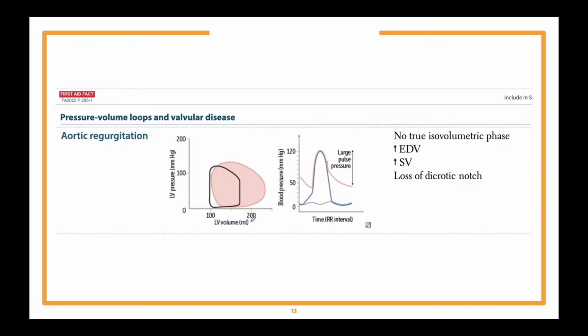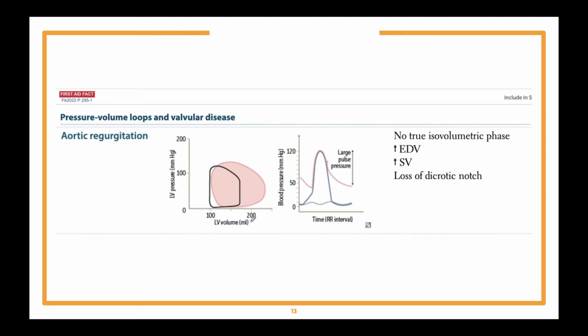That's called aortic regurgitation, okay? So we have more blood at the end of diastole. That's called increased end diastolic volume. So when you've got that increased blood in that ventricle, your ventricle is going to pump more blood out than it normally does. That's called increased stroke volume.